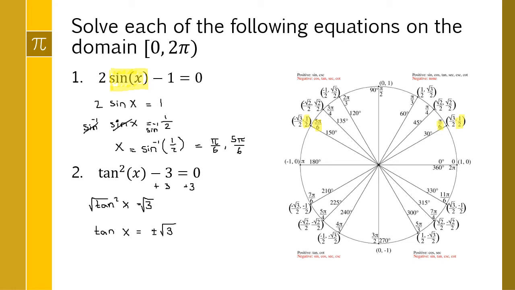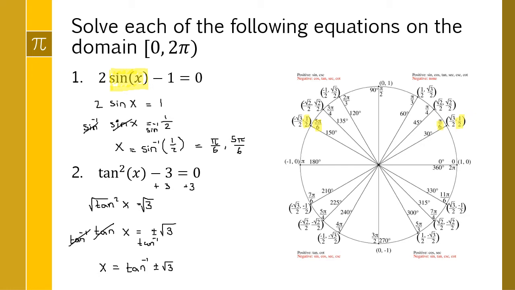So that's the tangent of x, but I want x alone. I want to get rid of the tangent. So I'm going to do that by taking the inverse tangent on both sides of the equation. So the inverse tangent will cancel out the regular tangent and leave me with x is equal to the inverse tangent of plus or minus root 3.